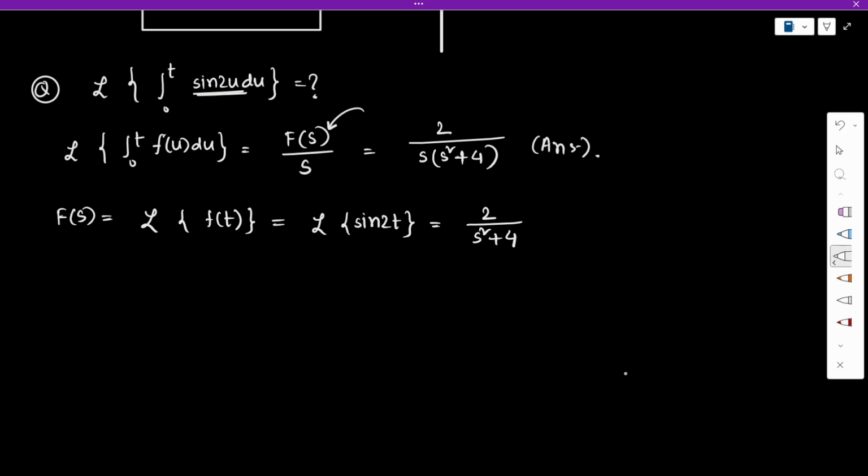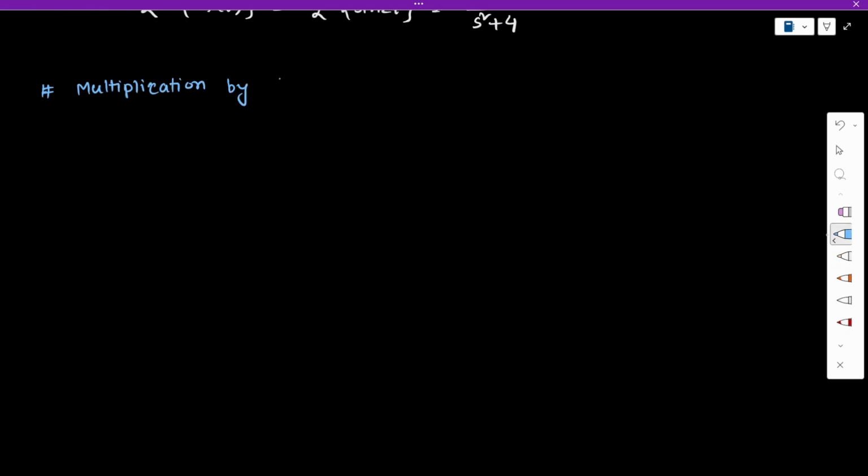So using these theorems, we can easily solve many complex functions, and we can easily transform many complex time domain functions without any complexities in calculation. Okay, so that was our Laplace transform of integrals, and now we're going to talk about another theorem of Laplace transforms.